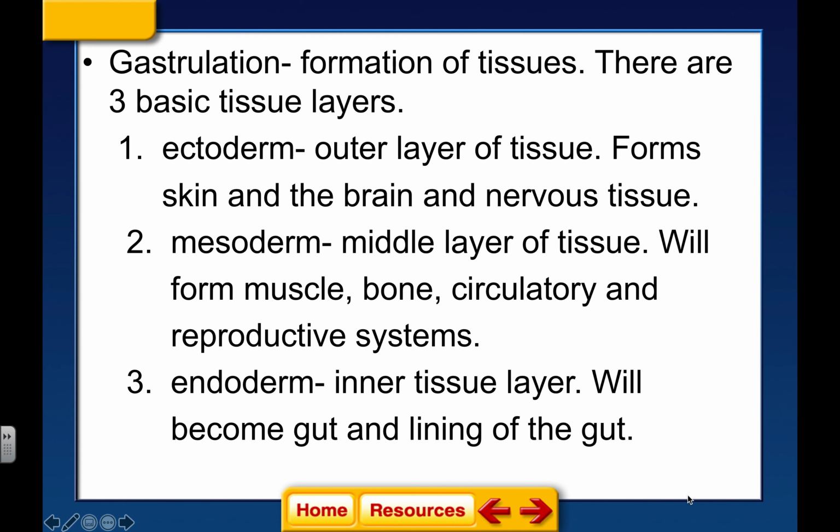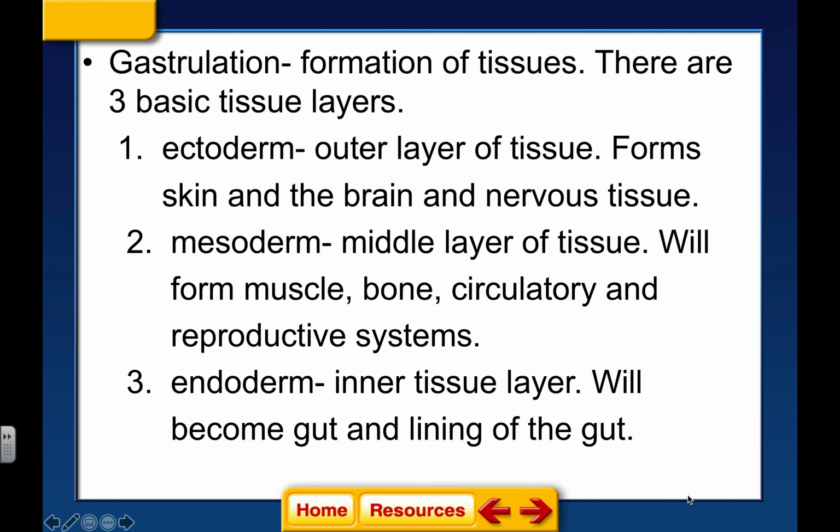Ectoderm. Ectoderm is the outermost layer of tissue. Remember, ecto means outside, dermis means skin, so this is going to end up forming your skin, your brain, and nervous tissue. In the middle, we have mesoderm. So mesoderm is going to be all of our middle tissue. It's actually going to form last. Ectoderm is first. Endoderm is actually second, so let's talk about it now.